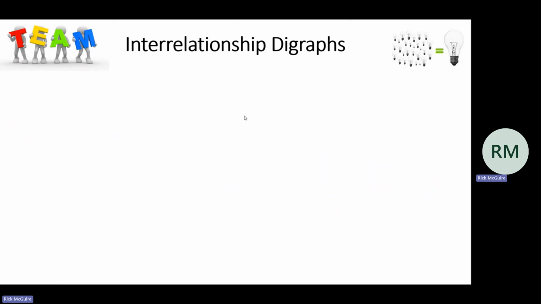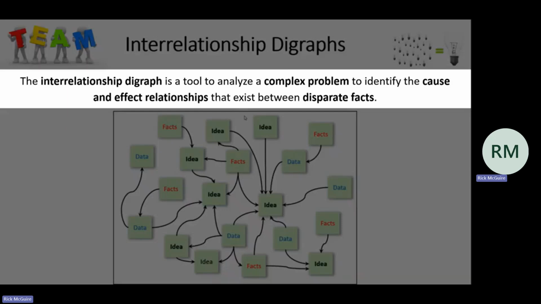Okay, the next is the interrelationship diagram. This is, again, a tool that helps you with complex problems to understand and identify the cause and effect relationships that might exist between different ideas or disparate facts associated with your problem. Now, let me show you what this might look like.